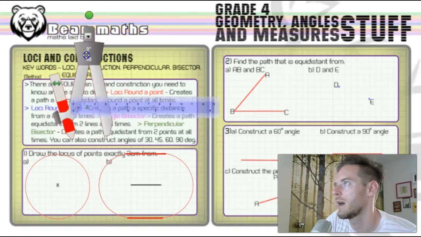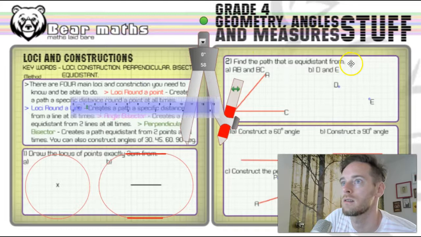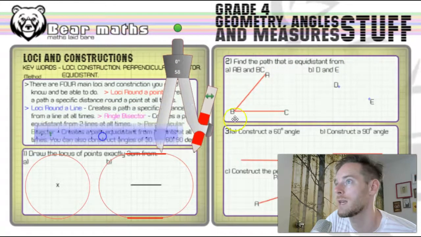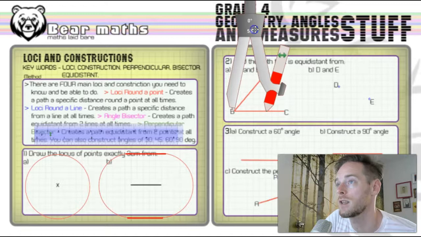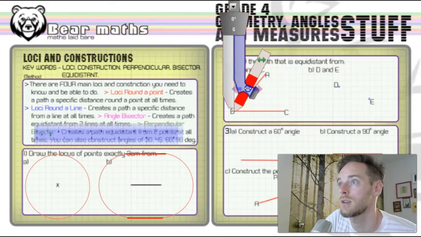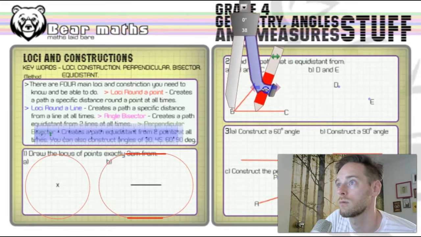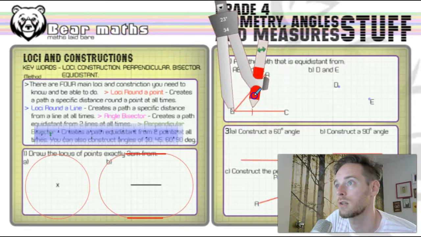Now the next one that we're going to look at: find the path that is equidistant from AB and BC. Now AB is a line and BC is a line. We need to be halfway between them. Equidistant means halfway between them. And to find that, it's an angle bisector. What we do is we set our compass to anywhere along that bottom line first of all, or the other line, doesn't matter. Now we're just going to draw an arc along that line.